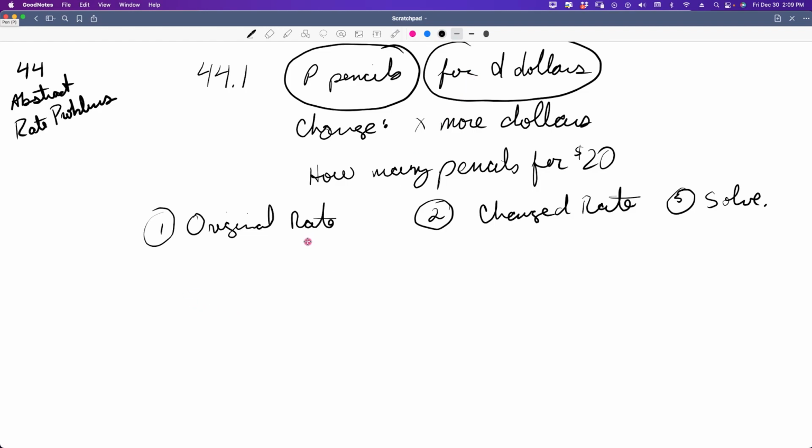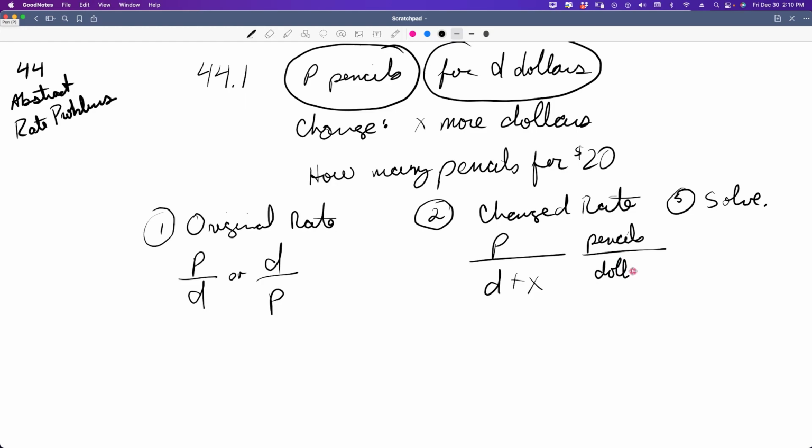So let's do our original rate first. Our original rate is going to be P pencils per D dollars, or we could say D dollars per P pencils. That would give us our rate. The changed rate, however, is going to be adding X dollars. So I think probably the easiest way to do that is P over D plus X, where P represents the pencils and D plus X represents the dollars. So this is our rate.